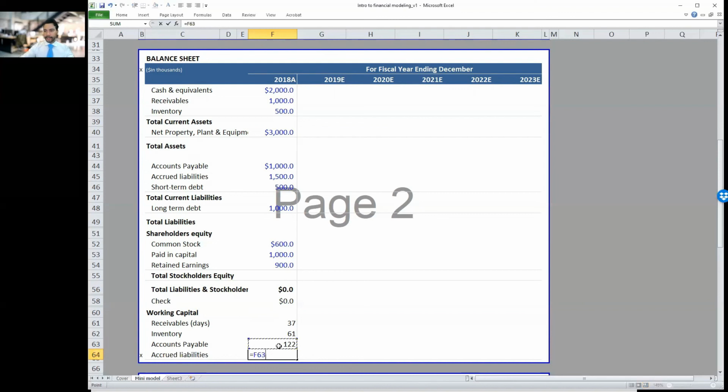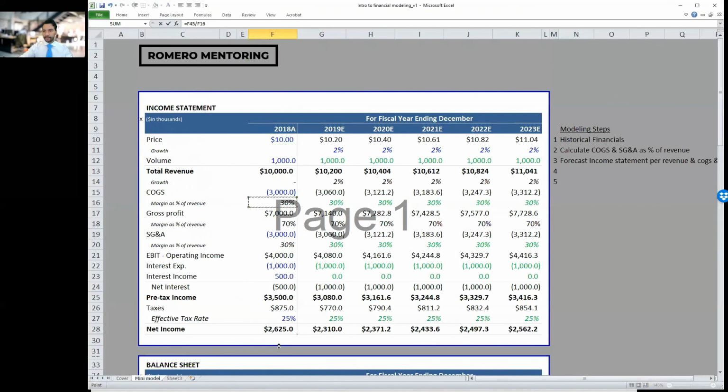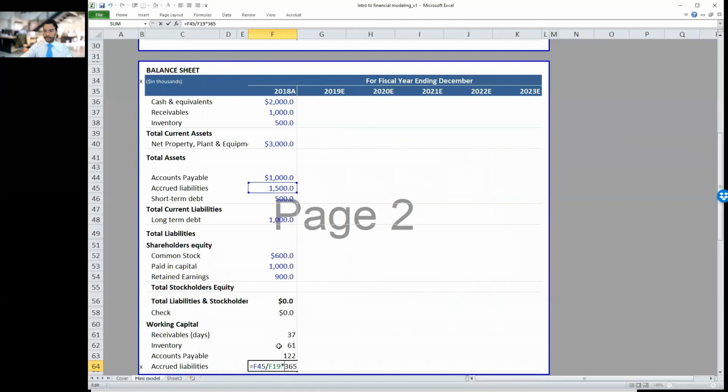So accrued liabilities will be, as you see here on our liability side, 1.5 million, sell F45 divided by SG&A, okay, times 365. And let's put a minus sign here. And this one is 183 days. And you can apply the same example.